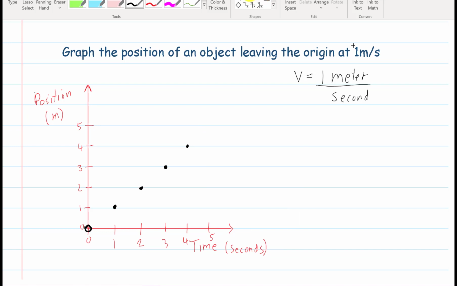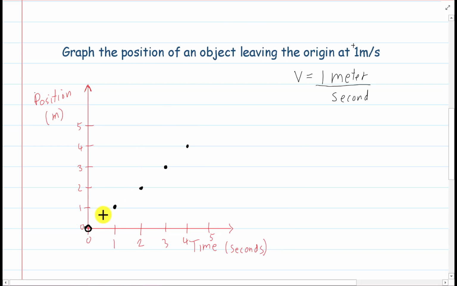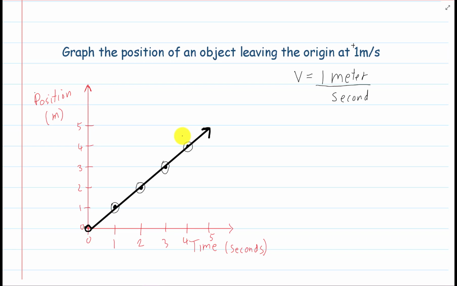We now draw our straight line. It certainly looks like a straight line connecting those. Well, it gets pretty close. I'll draw an arrowhead on it. And just so that you see the points a bit better, I'll put little circles around them. And there is a graph of the position of an object leaving the origin at 1 meter per second. Draw that out, please.